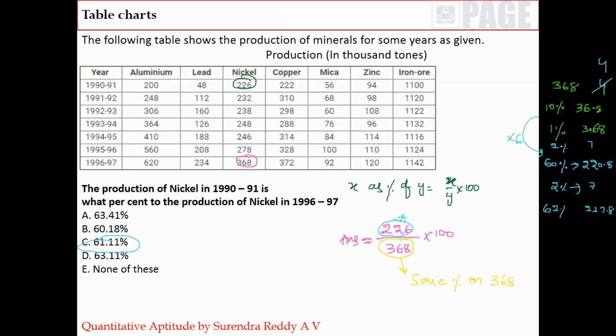If I take 10%, we adjust a decimal, 36.8. 60% is 220.8. If I add 2 more percent, which is more than 7, you will exceed the number, which means it is less than 62, a little less than 62, which is 61.11. So check out these calculations.